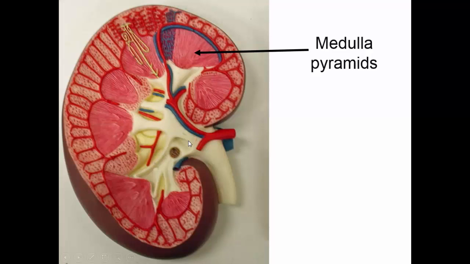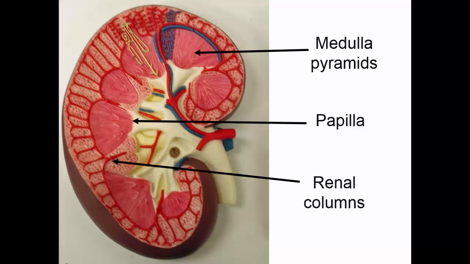The renal medulla has in it the renal pyramids. At the tip of each pyramid we have the renal papilla. And in between the pyramids we have the renal columns. The renal columns are how blood vessels move through the kidney.